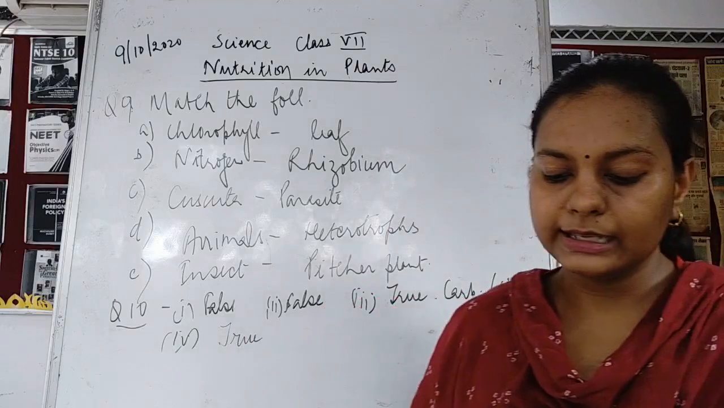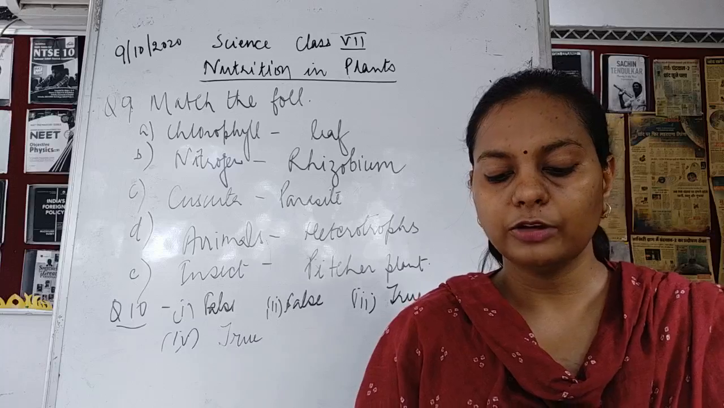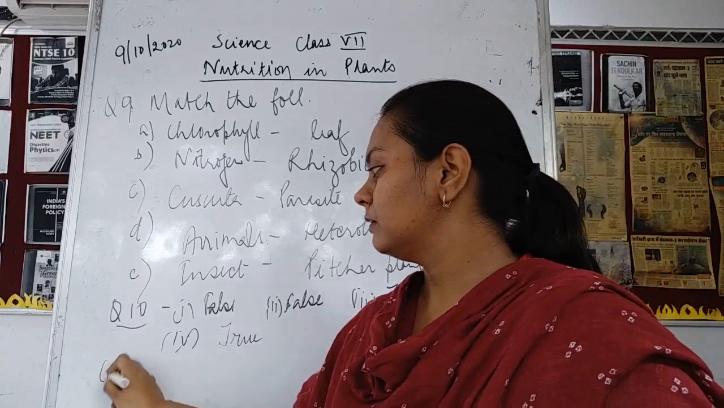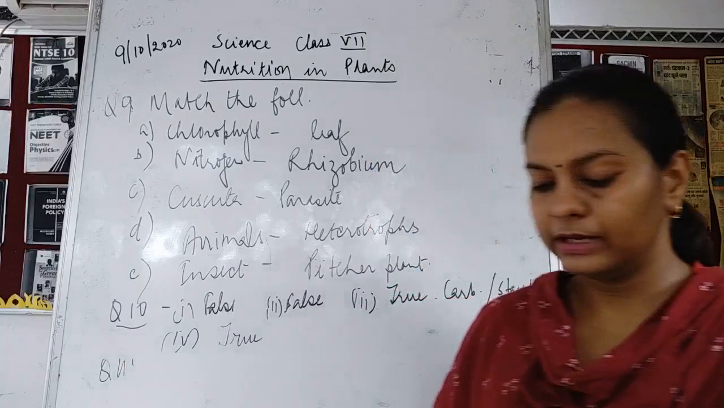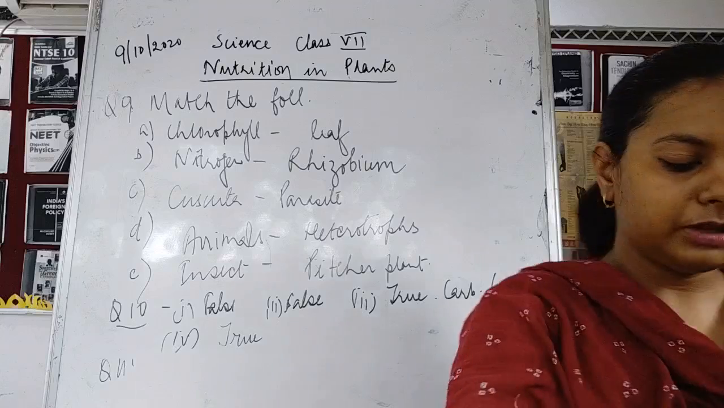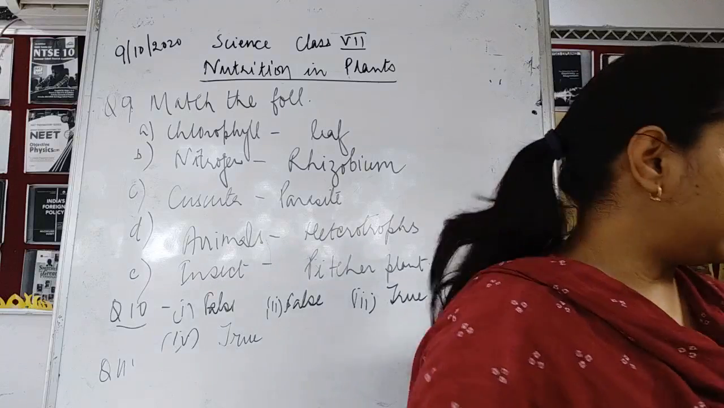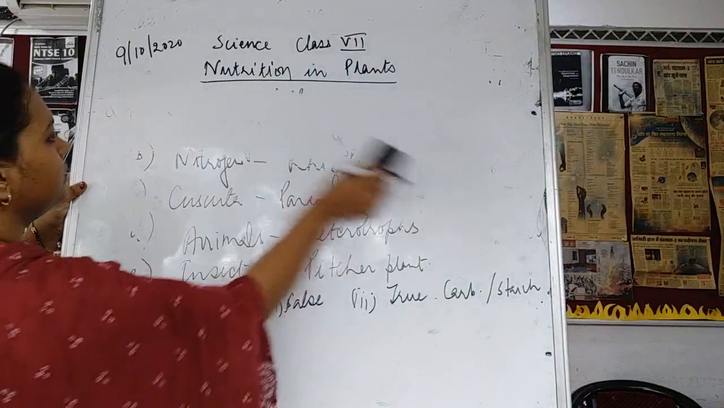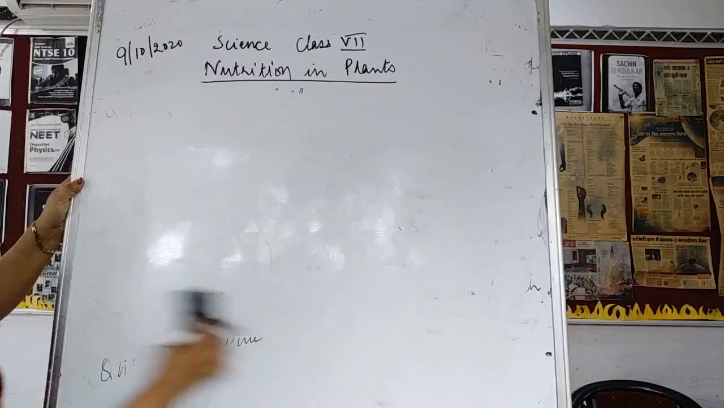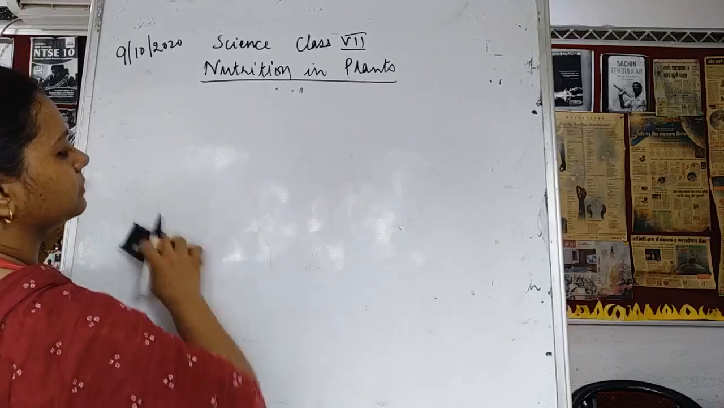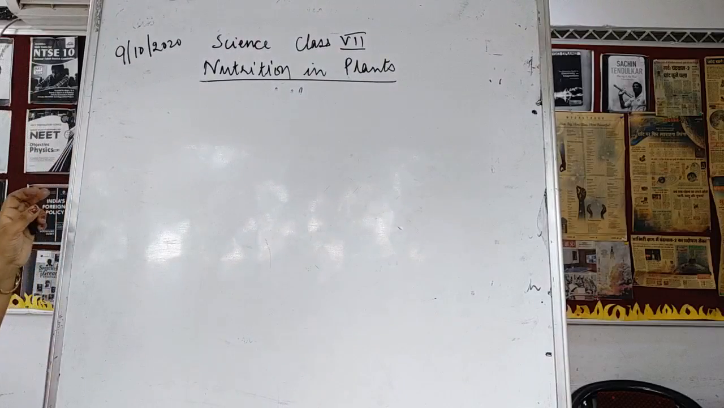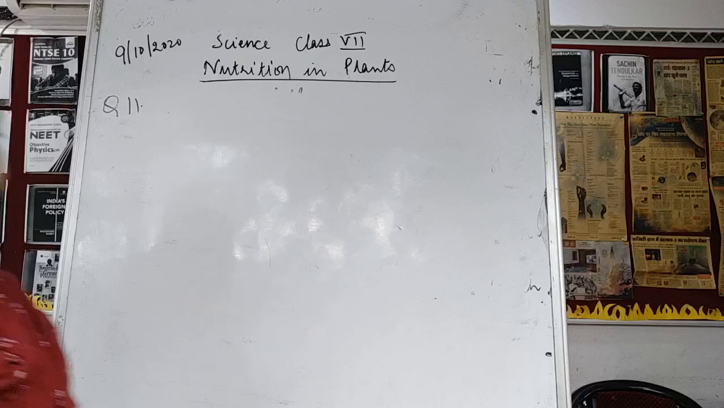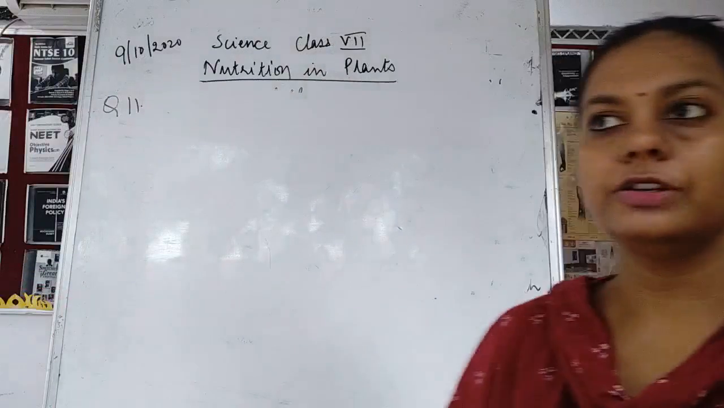Okay. Then next is choose the correct option from the following. Question number 11. Question number 11 is choose the correct option from the following. Okay, I'll just rub it off because I think it's not visible. So, question number 11. Fine. Now here, choose the correct option.